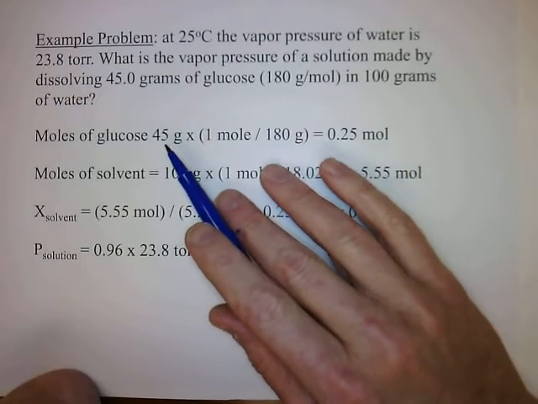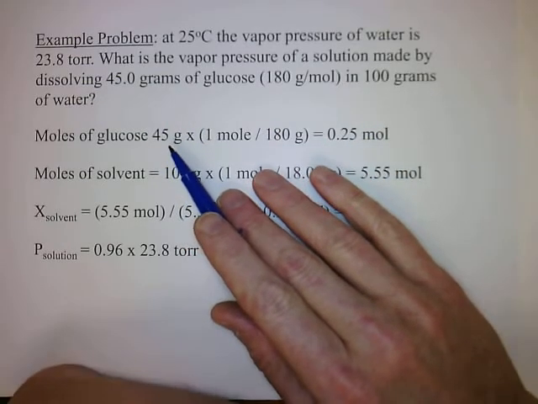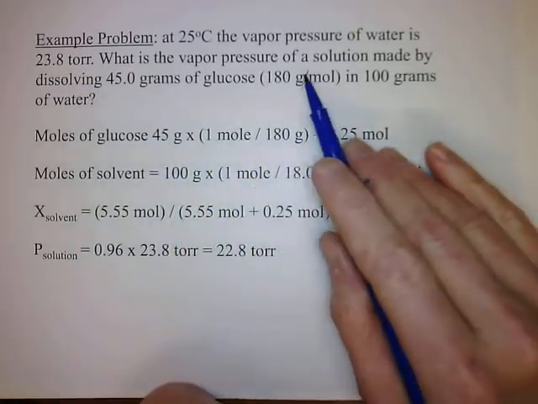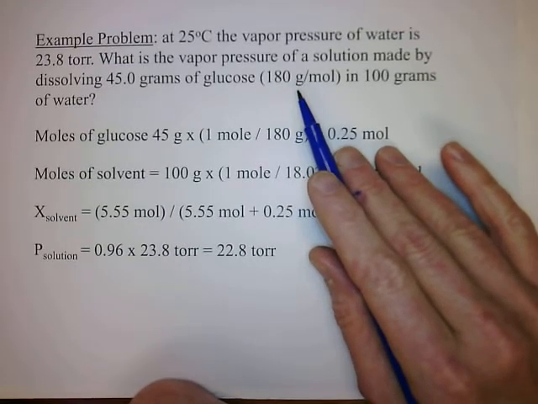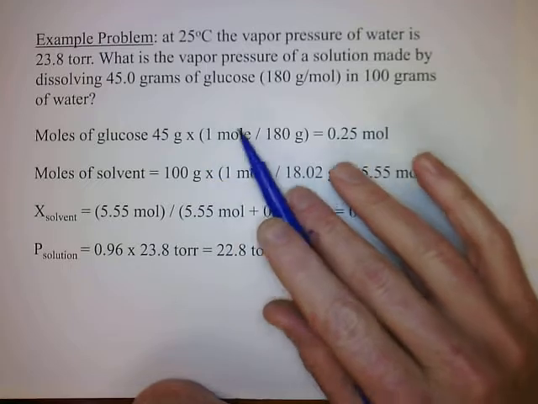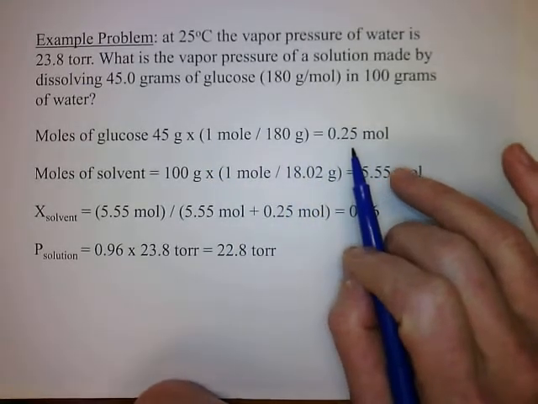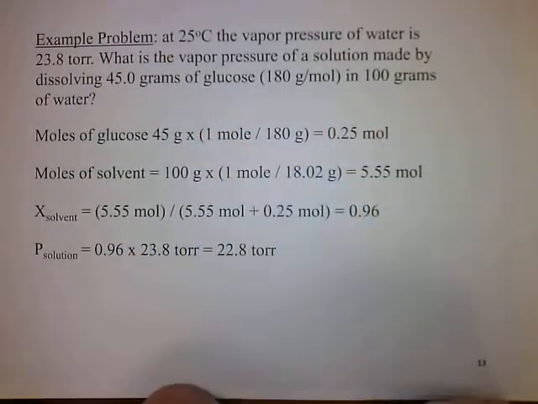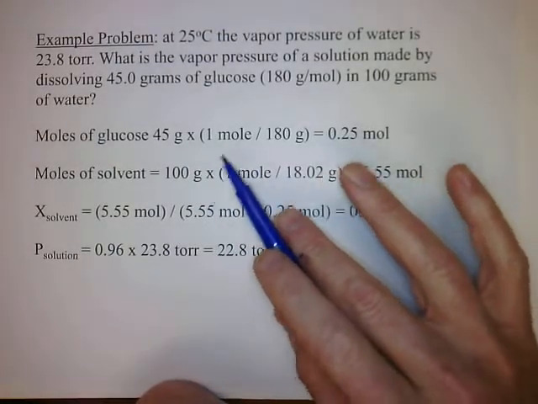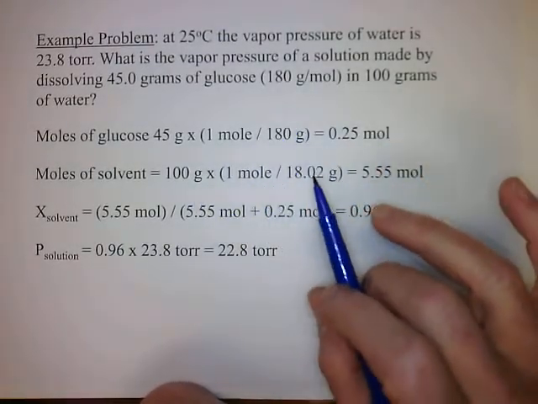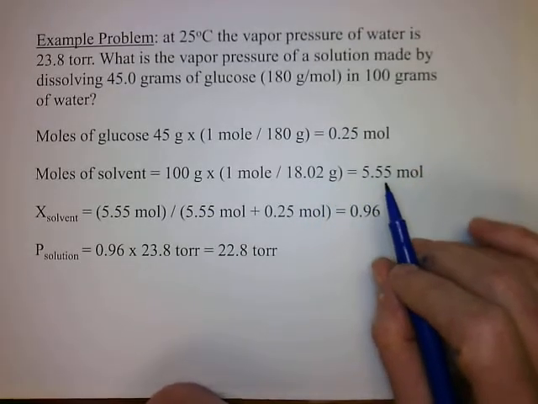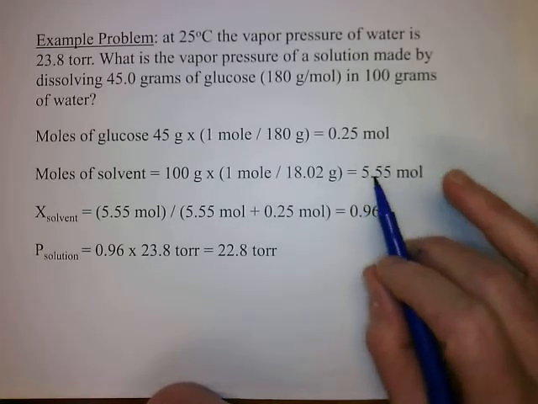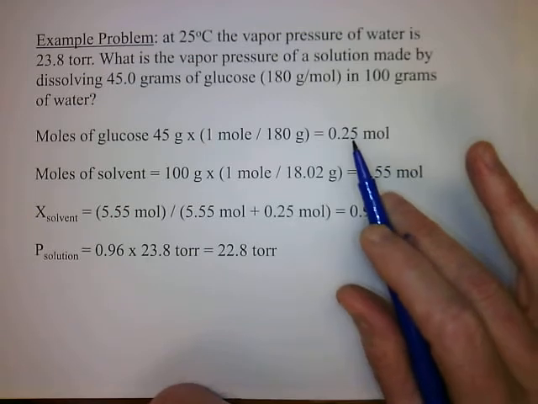So 45 grams, that sounds like a lot. In fact, that would probably fill up a 150 ml beaker. But glucose is pretty heavy, it's 180 grams per mole. So 45 grams divided by 180 is only a quarter of a mole. How many moles of solvent do we have? 100 grams of water, just divide that by the molar mass of water. That's 5.55 moles. So in terms of number of moles, we have a whole lot more water than we do glucose.